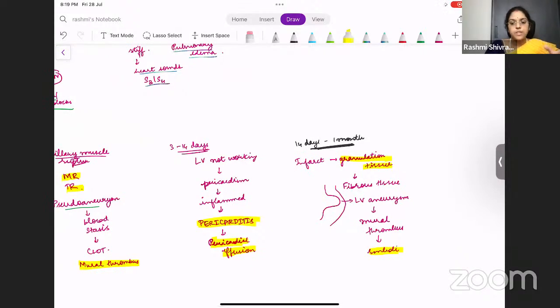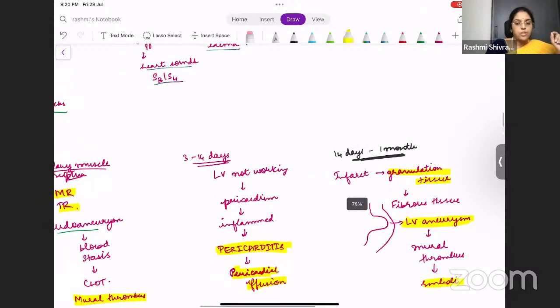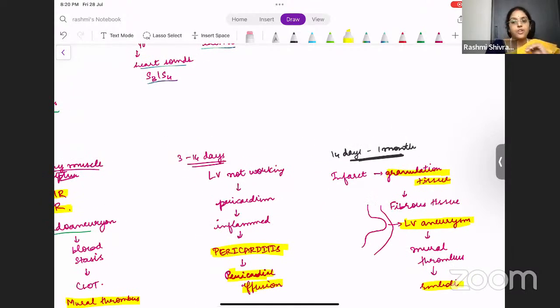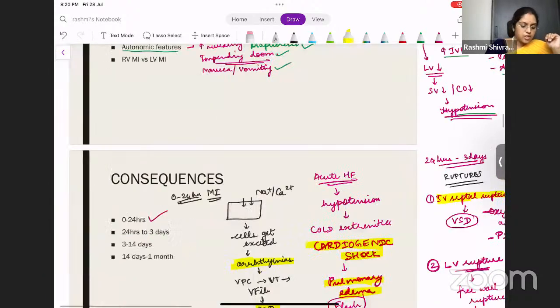Within 1 month, what happens? You have emboli because of the remodeling which is happening. An LV aneurysm is formed, and because of that, there is embolus formation. Okay. So you have now understood what all the consequences or complications of this ischemic heart disease happening in the heart are. So let us now move on.